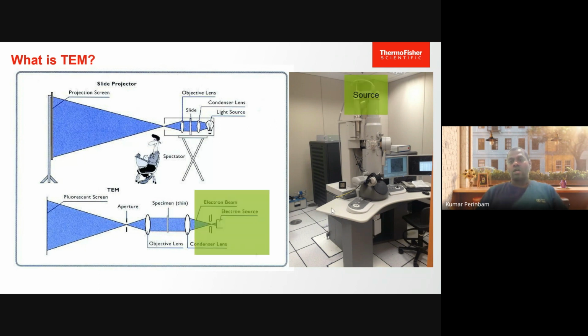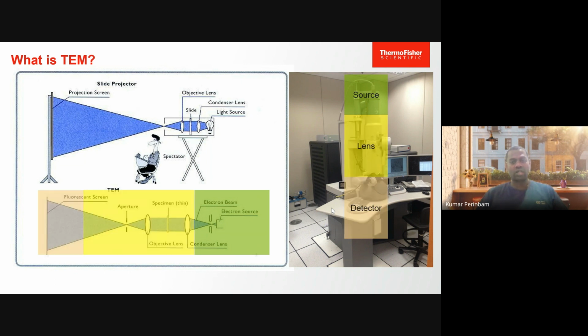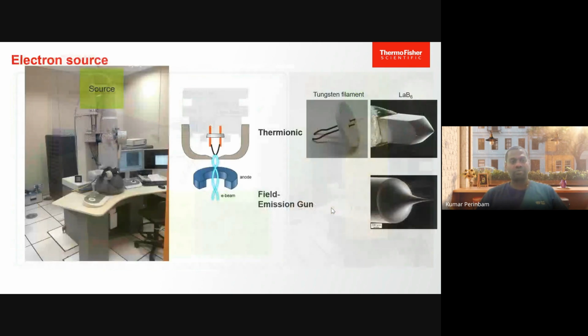So this is the simplest version of the electron microscope. As you can see, there's a source which produces the electron beam, and then there's a lens, and then there is going to be a detector.